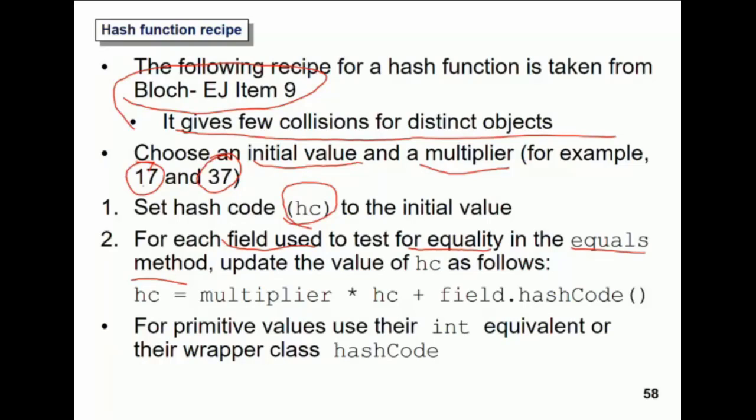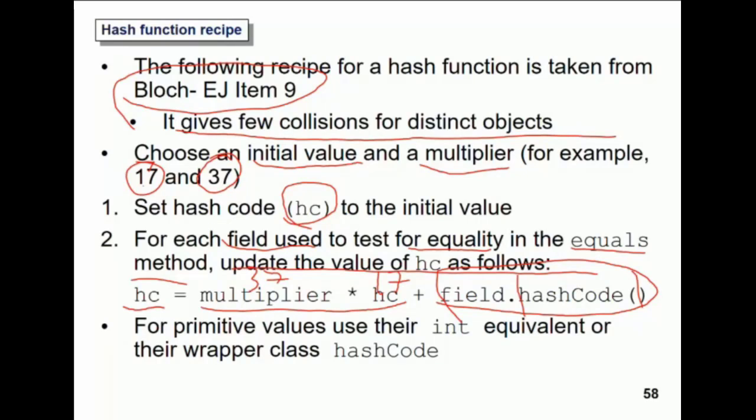So for each field used to test for equality in the equals method, update the value of the hashcode as follows. The hashcode is equal to the multiplier times the hashcode. So that would give you, in this case, 37 multiplied by 17, because it's initially 17. Then you call the hashcode method for each of the fields. This is for objects. For primitive values, use their integer equivalent or their wrapper class's hashcode.